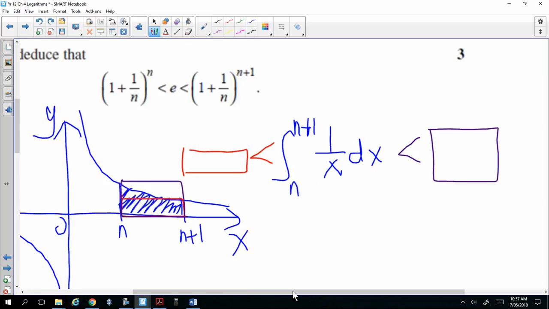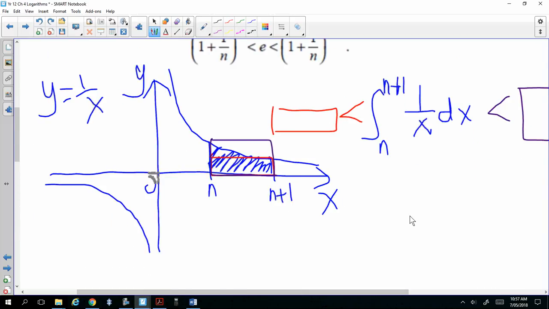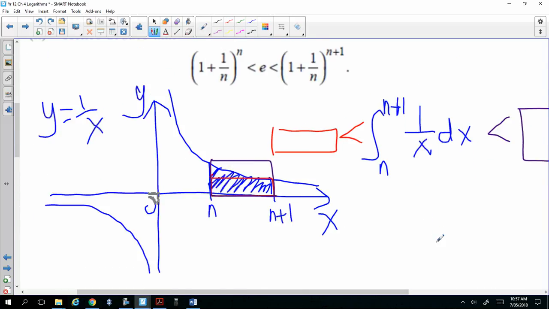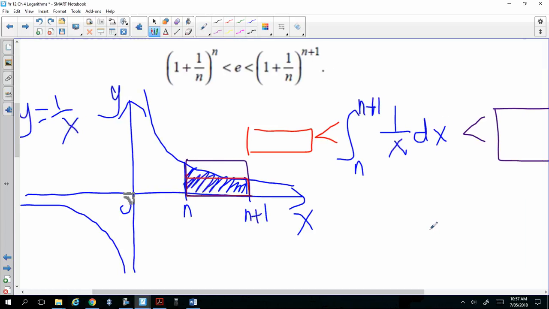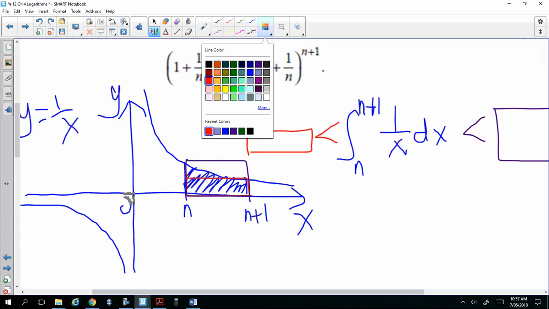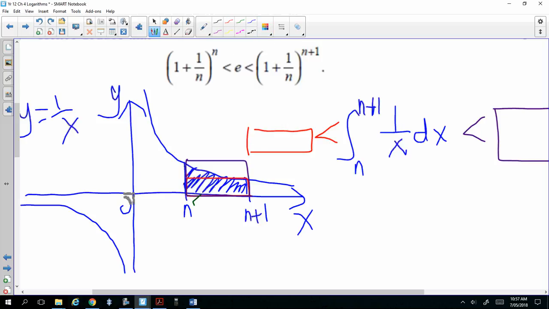Okay, let's work out maybe the width. So what's this length? 1, right? Because n and n plus 1, that's a length of 1. So the hard part is to work out the height. So to work out the height, you need to find the corner of this point. How do I find the corner of this point? We substitute n plus 1 into 1 over x. So this point is n plus 1, comma 1 over n plus 1, right? Because the equation of the graph is y equals 1 over x.